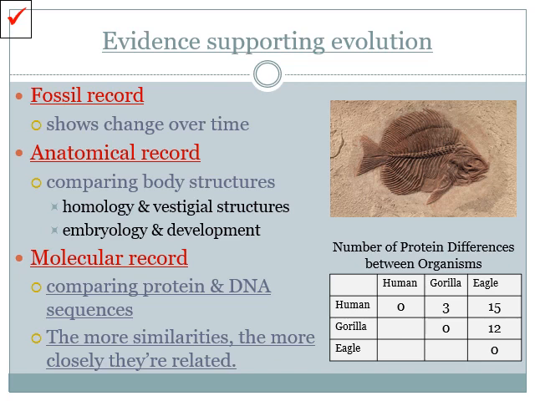If you take a look down here in the bottom right, we have a little chart. These are the number of protein differences between organisms. Between humans, there's 0. Between humans and gorillas, there's 3. And between the human and the eagle, there are 15. So that being said, we can clearly define that humans are more closely related to gorillas than they are to eagles.